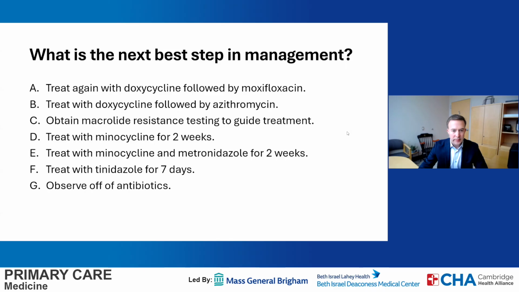The largest proportion chose C, to obtain macrolide resistance testing to guide treatment. And then a smattering of you chose other options, the least popular being A, to simply give the same treatment again. So, I think that C, D, or E would all be reasonable approaches to this patient. We do now have macrolide resistance testing in the US, but as I'll share in a moment, macrolide resistance is very common. And so it's actually unlikely that this patient may have a macrolide susceptible organism. And so while you can do that, it might lead to delays in treatment. And then both options D and E might be successful.